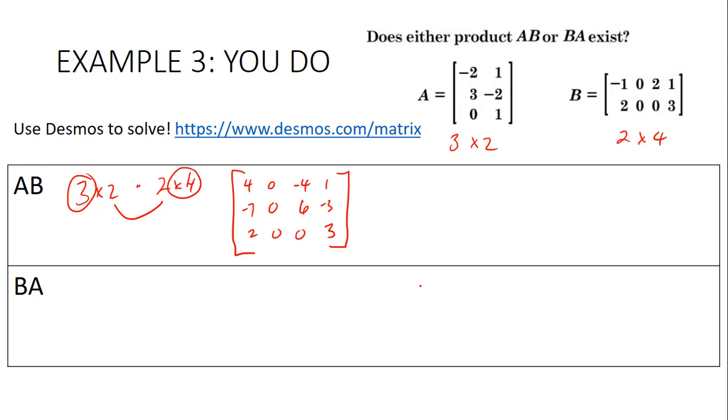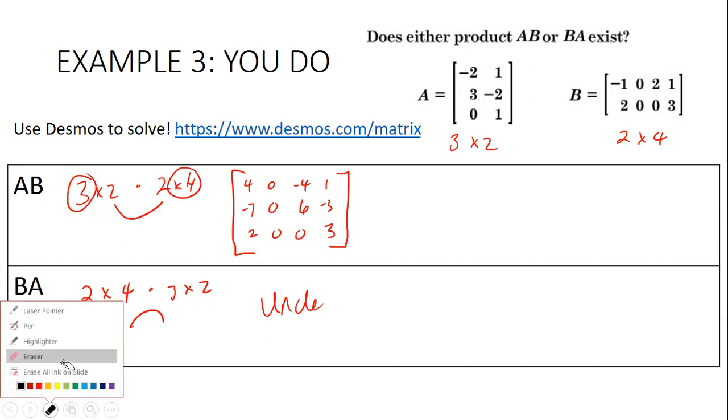All right. So what happens here though? It says B times A. So if I had 2 by 4 times 3 by 3, oh no. That means that it's undefined. It doesn't exist. No solution.